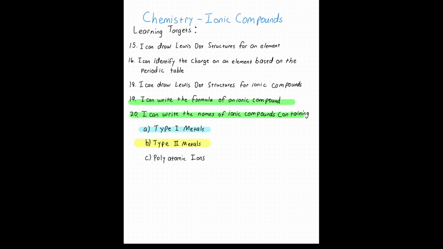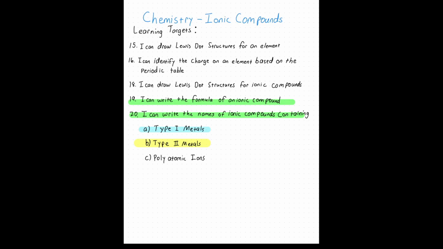All right, so this is our last one. We've talked about how to write these formulas and how to get names of ionic compounds, and each of them had different things in them. We had type 1 metals, which are the known charge ones. We always know the charge of those metals. We had type 2 metals, and we do not always know the charge of type 2 metals. We have to figure out what the charge is based off of the other thing that it's bonded to in the ionic bond.